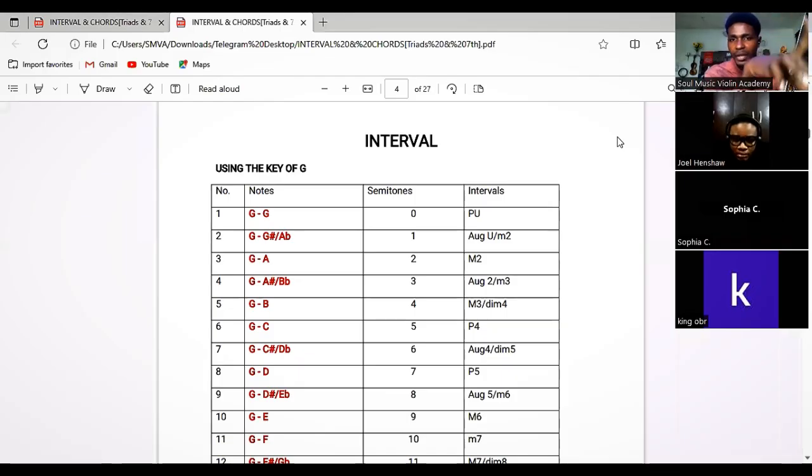That is augmented unison or minor second. Yeah, that's 1 semitone. From G to A is a major second. So you count from G to A flat or G sharp to A. That's a major second. From G to A sharp or B flat, that's an augmented second or minor third.